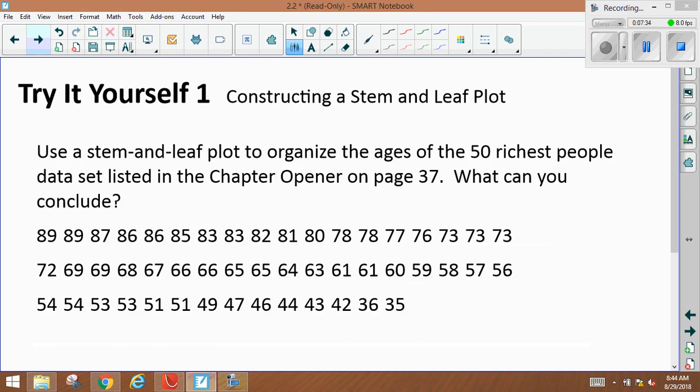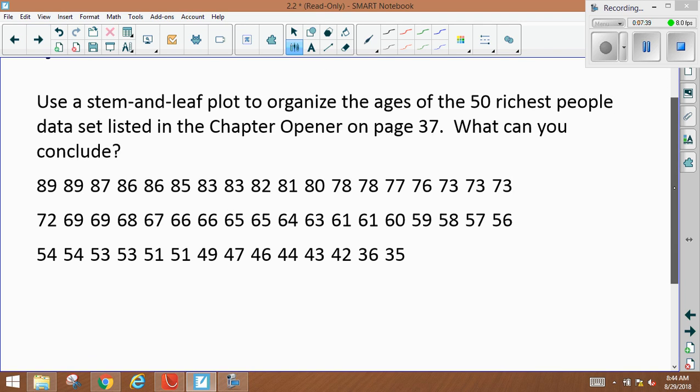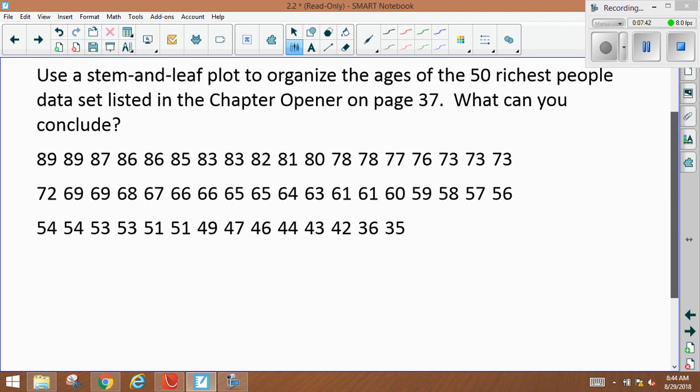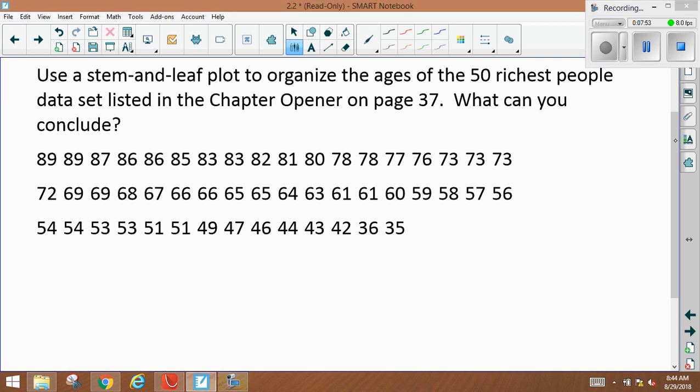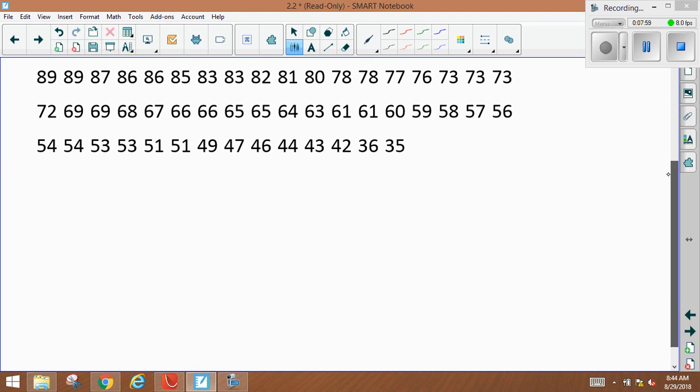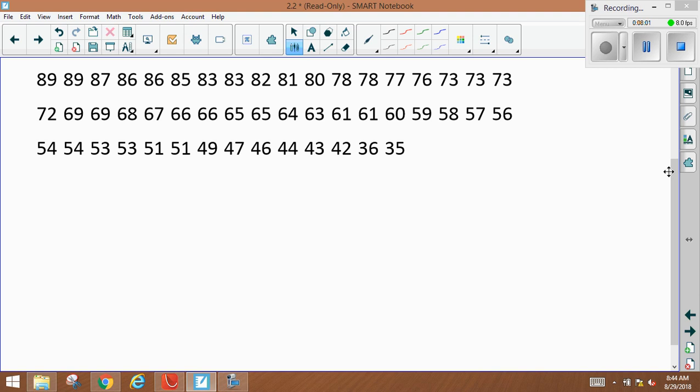All right, so let's construct one ourselves. Let's talk about it first. Let's see if we're going to have room. The ages of the 50 richest people. So first of all, make our line. What is our smallest step? Smallest step. 3, right? Yeah, it looks like.